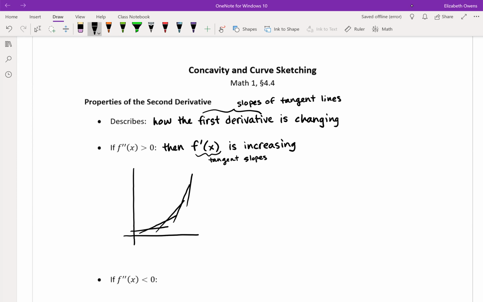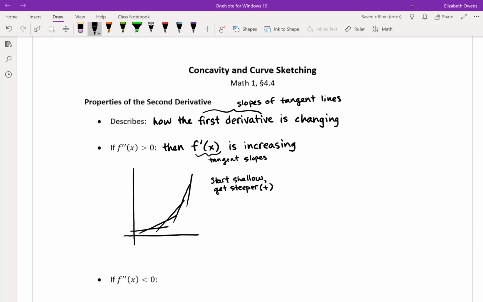So those are a series of tangent lines with increasing slopes. I'm going to make a little note here. They start kind of shallow and get steeper. This is when we're working with positive slopes in that case.